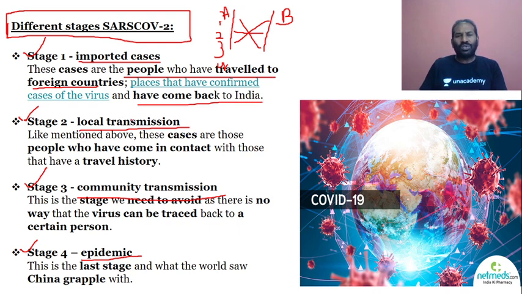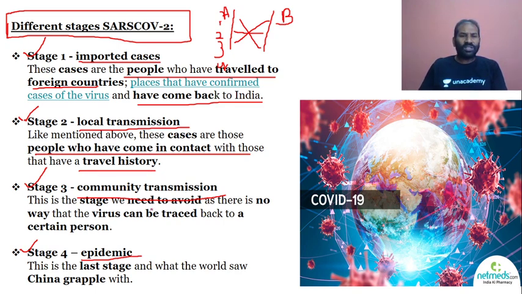And stage 2 is the local transmission, wherein the cases are people who have come in contact with the one who has the travel history. This is again important. Stage 2 is local transmission, but it involves the one who has the travel history, who has come from foreign countries, and has infected the Indians who are healthy.